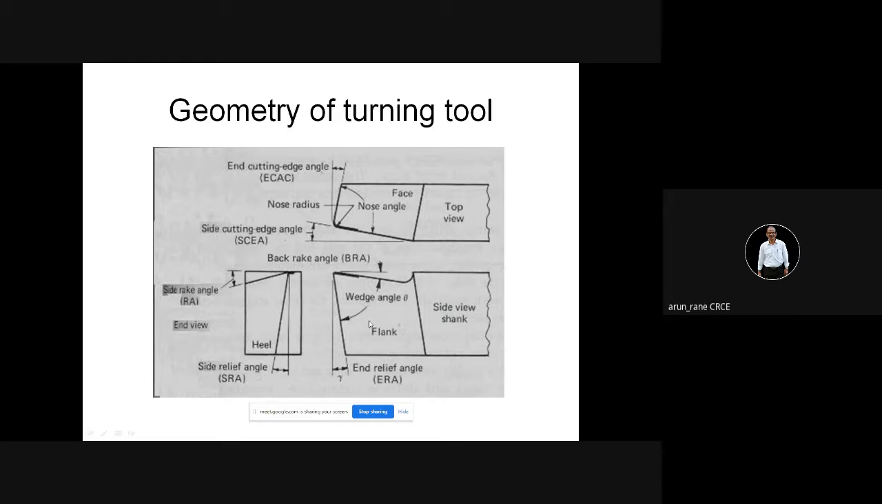So all the angles, now this you will learn in detail, that is how to specify, or what is the tool signature. So there is a signature, or ISO nomenclature, of specifying the tool. You have to specify these angles in a particular sequence whenever you are writing the signature. So that particular sequence is important. Right?